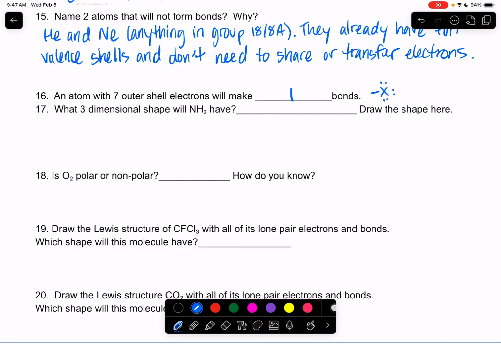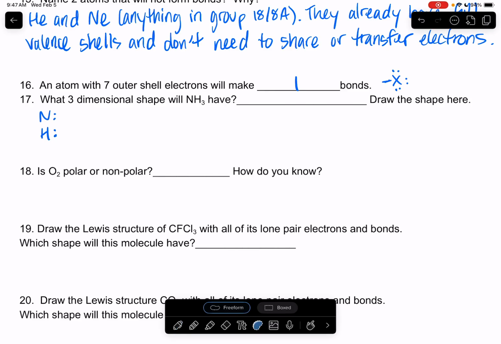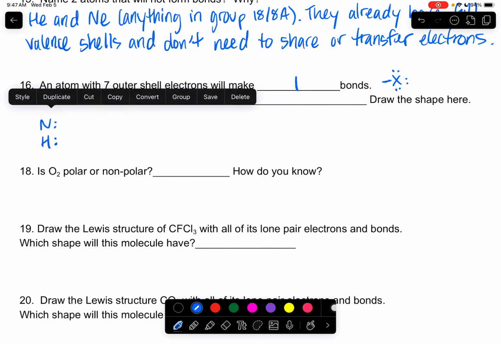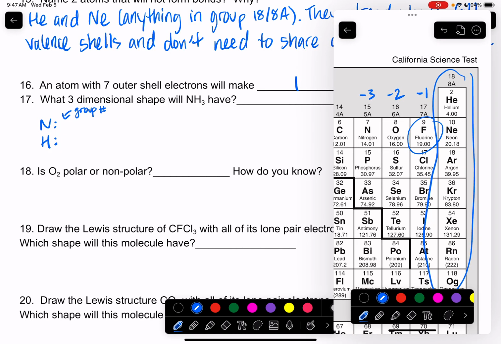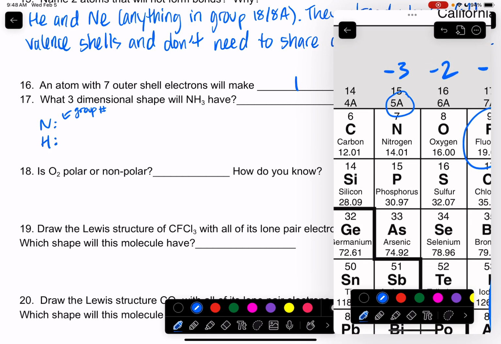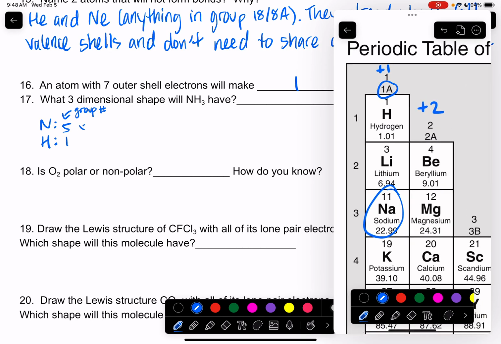What 3-dimensional shape will NH3 have? Draw the shape here. Okay, so this NH3, we're going to first draw the Lewis structure, which means we'll list out the atoms. We're going to use the group number to do our electron count. So the group number for nitrogen is 5. For hydrogen, the group number is 1. We're going to multiply this by the subscript to get our electron count.